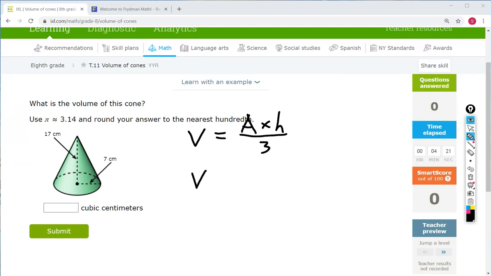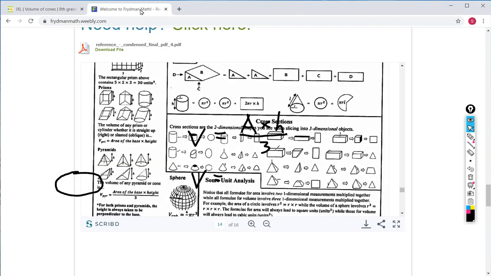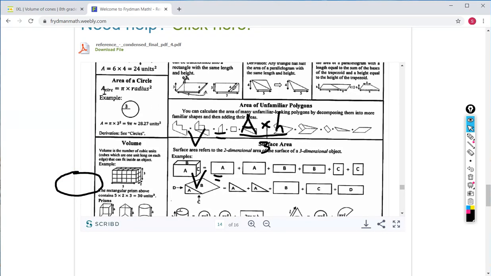Now, in the last video that I did on pyramids, we were looking at pyramids with rectangular bases or pyramids with triangular bases. That is, pyramids where the base was a rectangle or a triangle. Now the base is a circle. So we have to remember how to find the area of a circle. So let's go back to the reference pages and just look up here, and we have it right here. The area of a circle is pi times the radius squared, or pi r squared, where r is the radius.